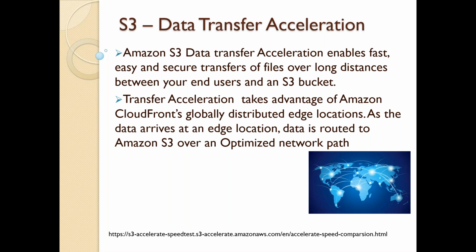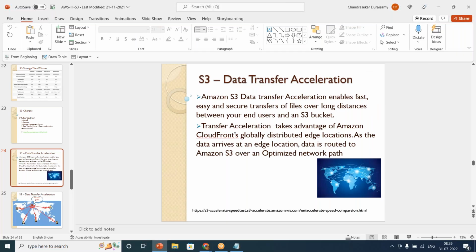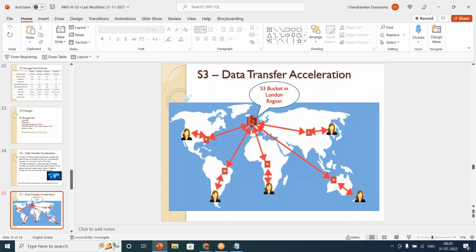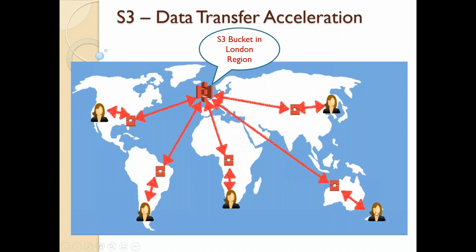So it takes advantage of your CloudFront globally distributed edge locations. As the data arrives at the edge location, data is routed to S3 over an optimized network path. They have their own path. Now, there might be situations, right? So this is how it happens. I am here, and my edge location is here in Australia. I upload a document. It will go only here. Then from here to here, the bucket in London, it will go through the backbone.